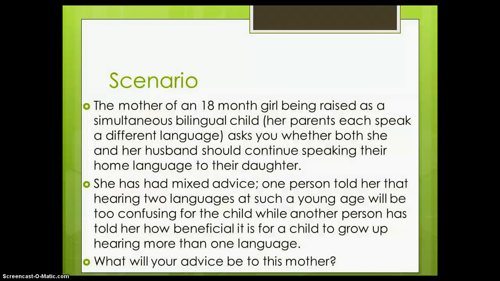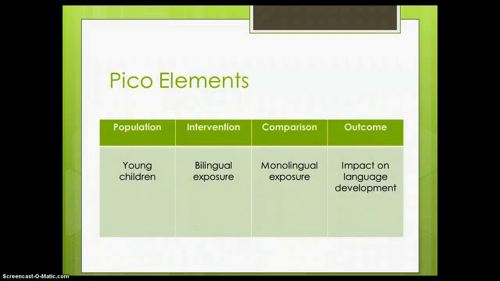The mother of an 18-month-old girl being raised as a simultaneous bilingual child, her parents each speak a different language, asks you whether both she and her husband should continue speaking their home language to their daughter. She has had mixed advice. One person told her that hearing two languages at such a young age will be too confusing for the child, while another person has told her how beneficial it is for a child to grow up hearing more than one language. What will your advice be to this mother?